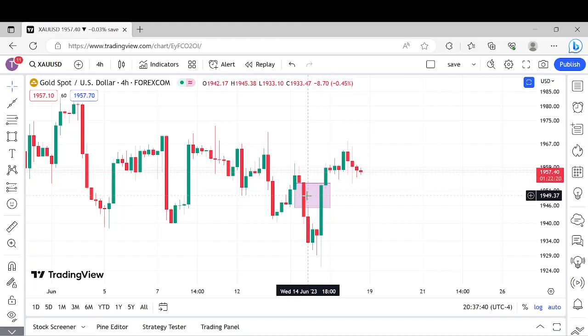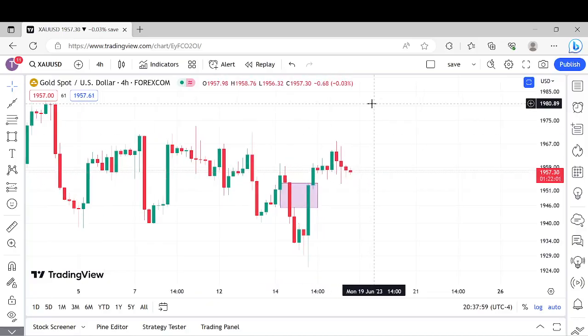3 candles, 1, 2, 3. The bottom of this first one doesn't touch the top of that third one. There should be no wicks in there touching, leaving an imbalance. What's an example of something that is not a fair value gap? Like look right here, for example.